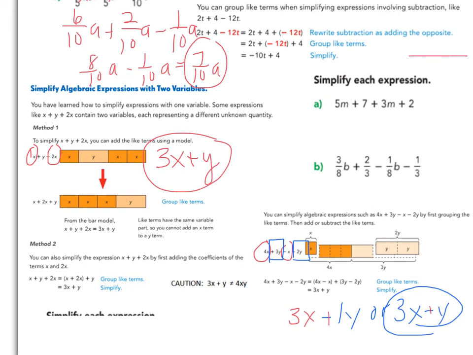Okay, so I want you to try these two right here, and I will come back on in a minute to go over those with you.